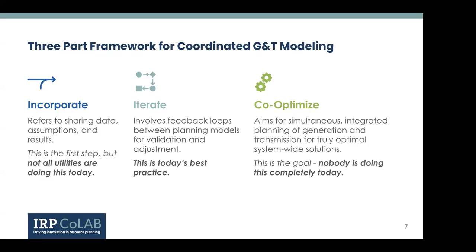And then the last one is co-optimized. This is where we have simultaneously integrated the generation and transmission planning together to help seek that true low-cost, system-wide solution. So we would say this is the goal, the kind of gold star that you would want to look for. There are companies that are doing parts of this, but really nobody's doing this fully today due to just a few reasons. At this point, I'll turn over to Aaron, who can talk through some of the examples of these.